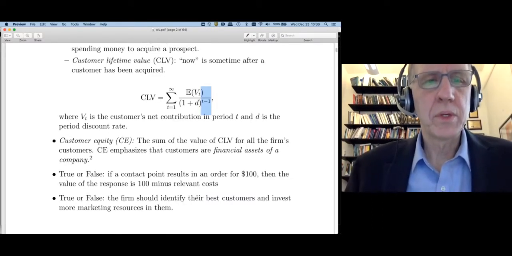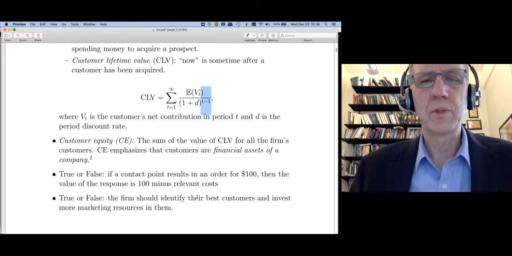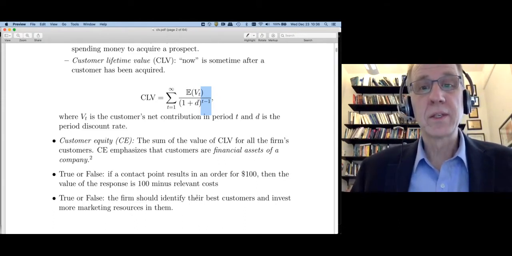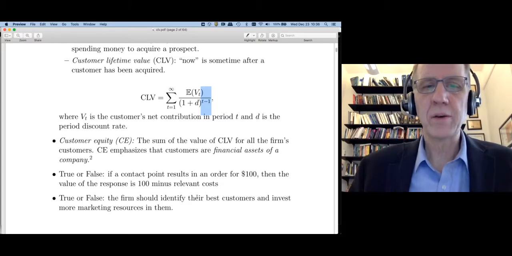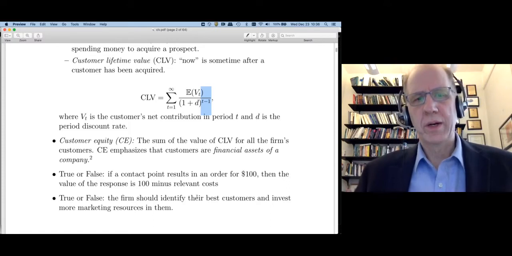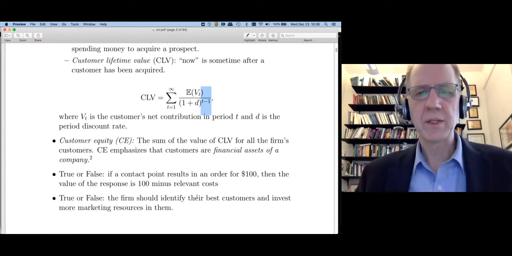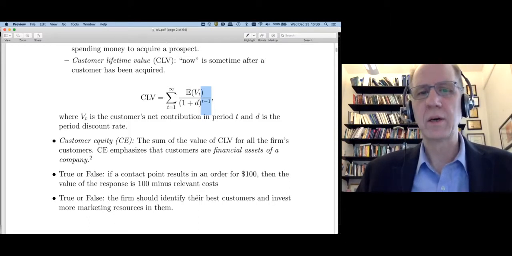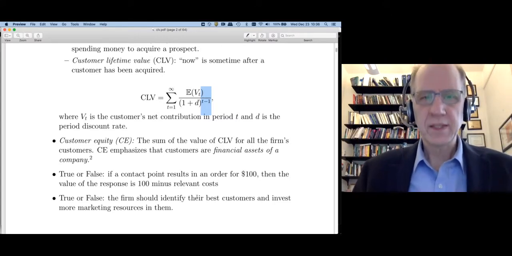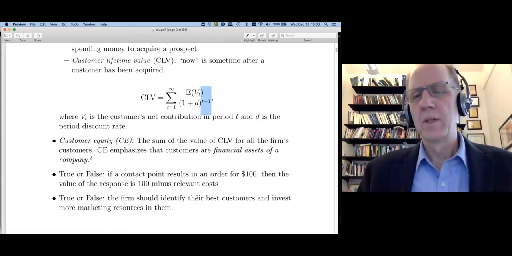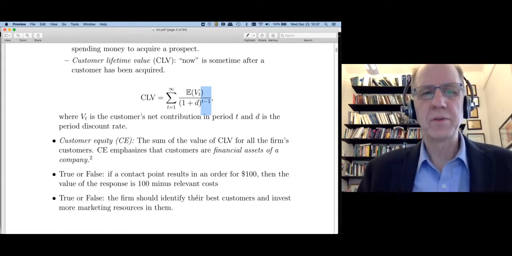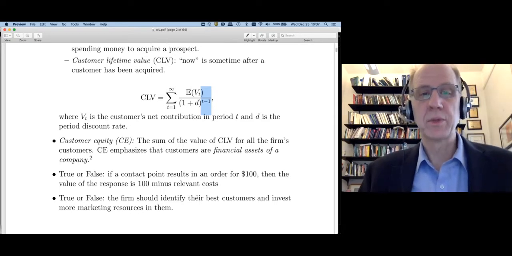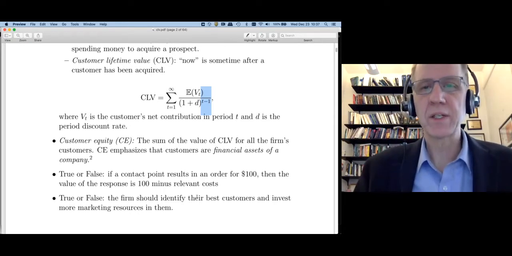Another concept that we're going to be using is customer equity. So customer equity is the sum of the lifetime values for all of the firm's customers. The way to think about customer equity is a customer database is an intangible asset of the firm. So if I have a database of 100,000 customers who know me and like to buy from me, that's an asset that is intangible. So what is the value, the monetary value of having 100,000 customers who buy from me? And that's the idea of customer equity.